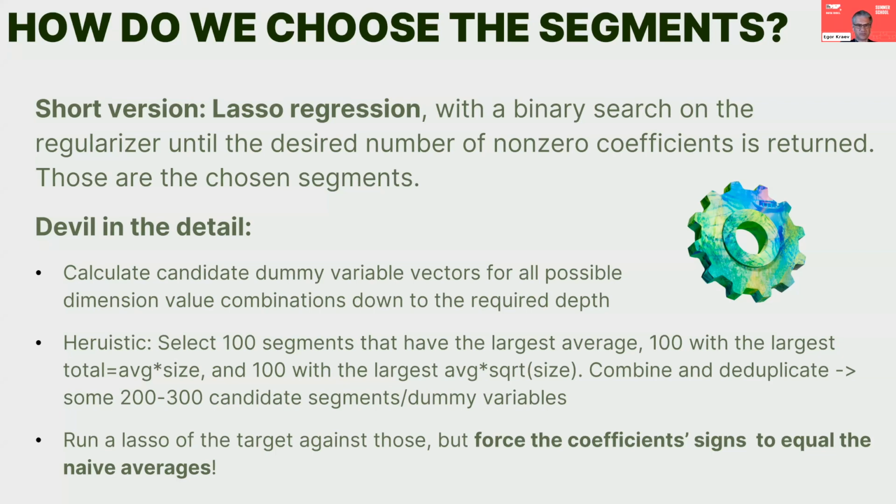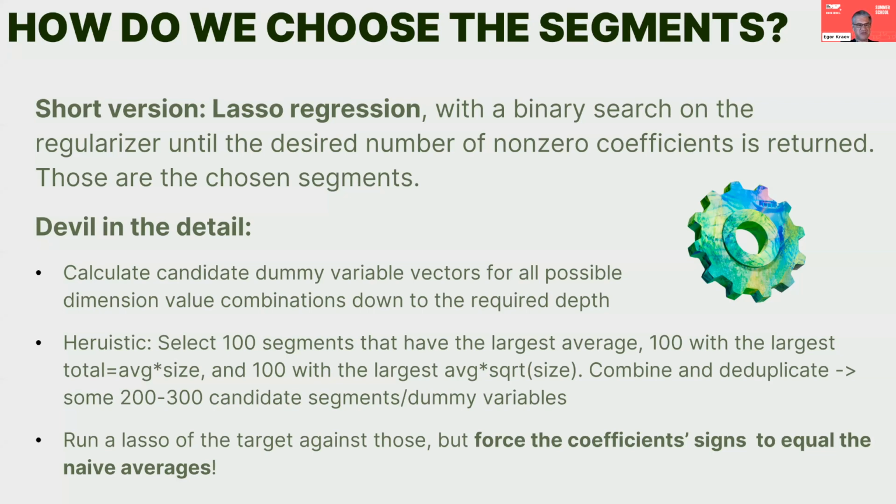Now, the devil, of course, is in the detail. Having this idea is simple. Making it work is, as always, hard. So we do actually calculate candidate dummy variables for all possible dimension value combinations down to the required depth. But as you can imagine, if you choose depth equals 4, so you can constrain up to 4 values from any dimensions you choose, that can easily get into hundreds of thousands of possible dummy variables. And we don't want you to require a compute cluster to run this.